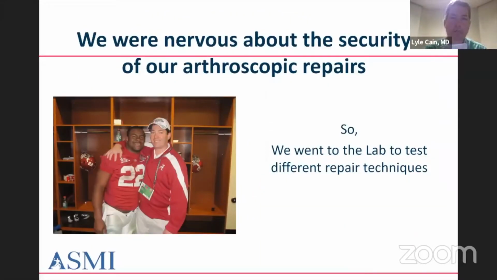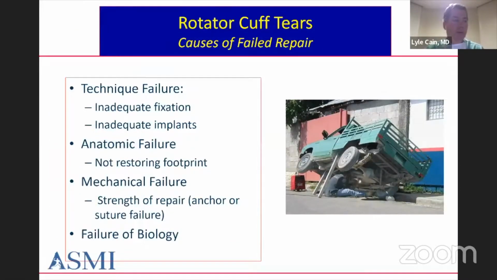But we were pretty nervous about the security of our repairs. We had athletes having this, we have friends having this, all of our patients, and we don't want to have one tear, so we're concerned. So we decided to go to the lab and really check out if we could mimic our mini open double row with an arthroscopic technique. We know that failure of rotator cuff can happen for a lot of different reasons.